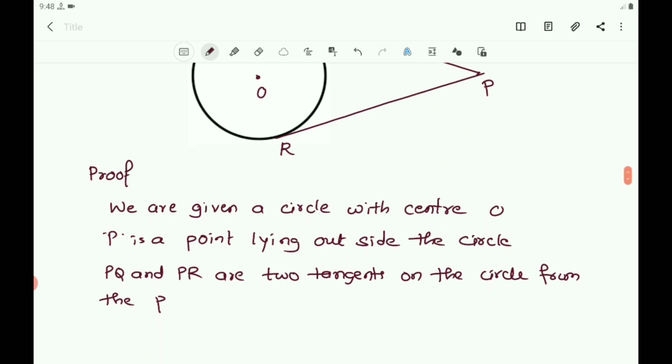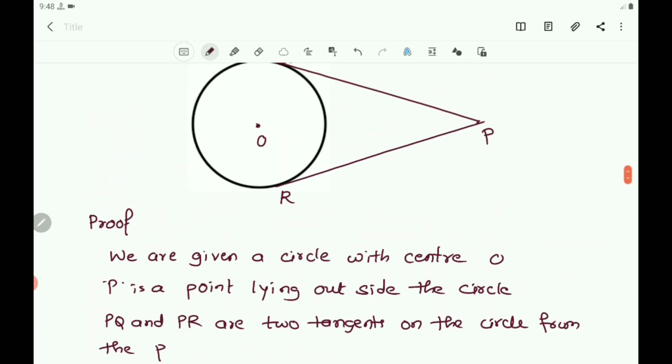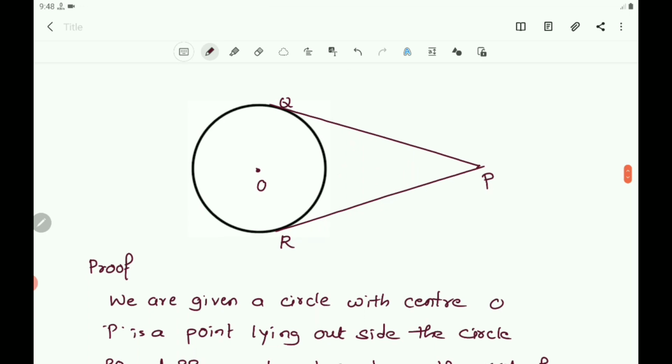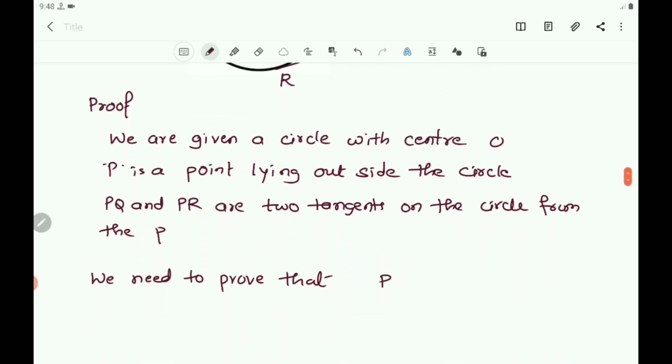Now what you have to prove? Tangents are equal. Which are the two tangents here? PQ and PR are the tangents from the external point P. What you have to prove? We have to prove that they are equal. So you write PQ must be equal to PR. We have to prove that PQ equals PR.